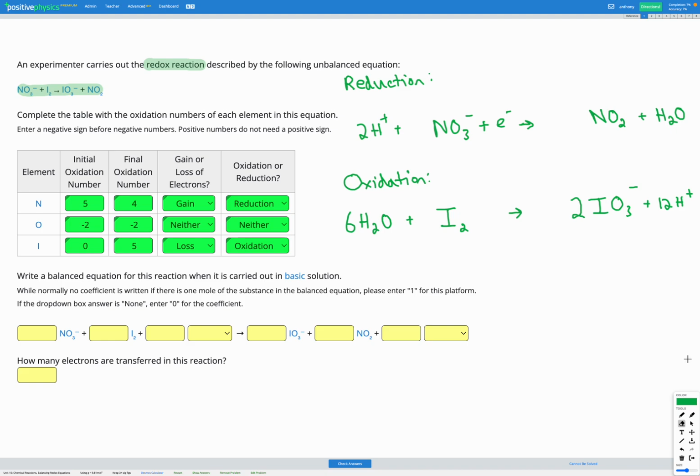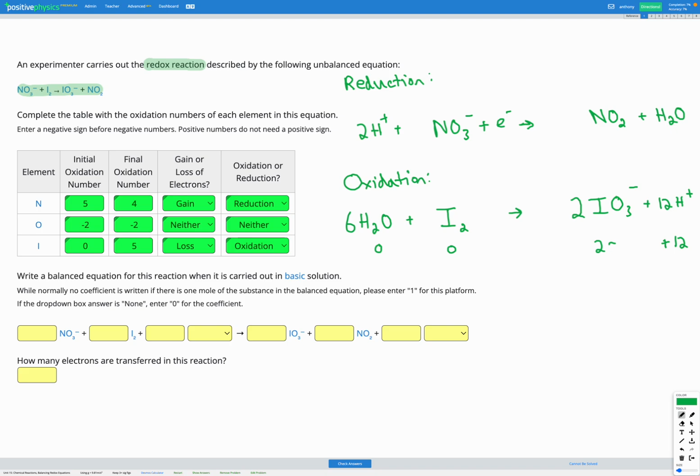Let's do the same for our oxidation reaction. So on the left, we have H2O, which has a charge of 0, and I2, which has a charge of 0. So overall, we have 0 on the left. On the right, we have 2 sets of IO3 minus. So that's 2 minus there. And we have 12 H plus. So that's positive 12 there. So on the right, we have positive 12 and negative 2. On the left, overall, it's 0.